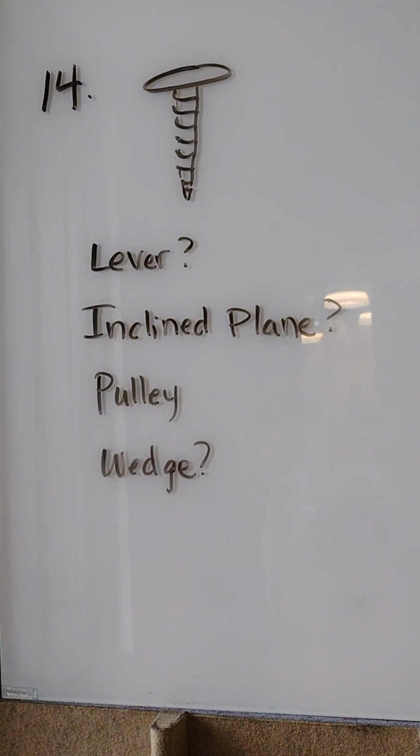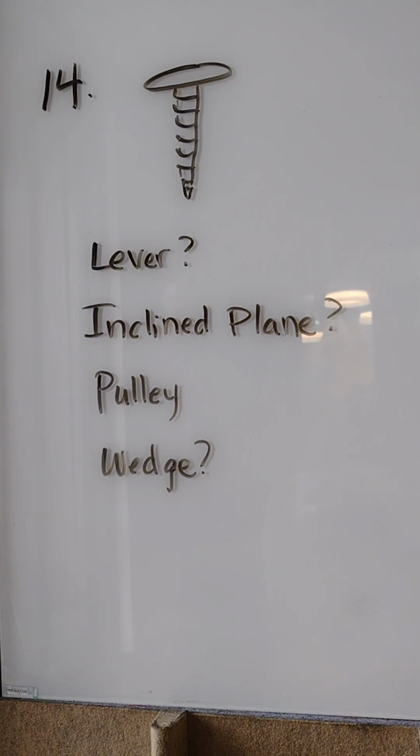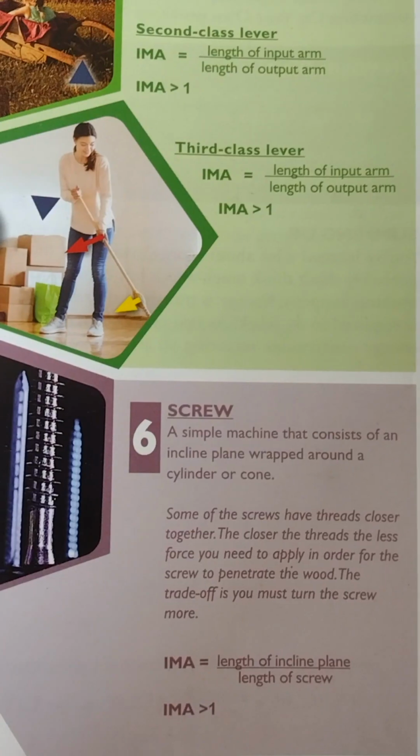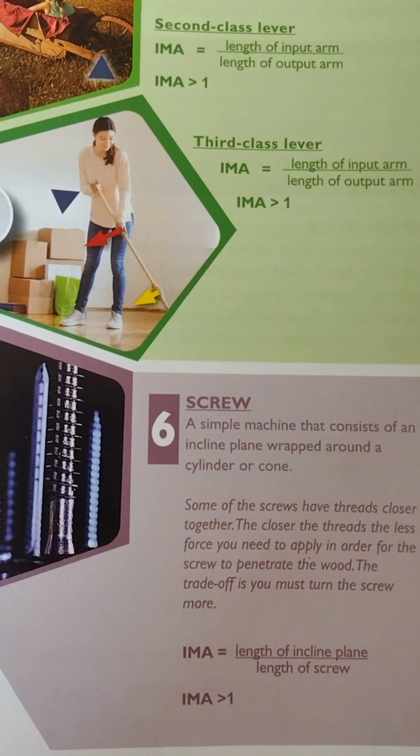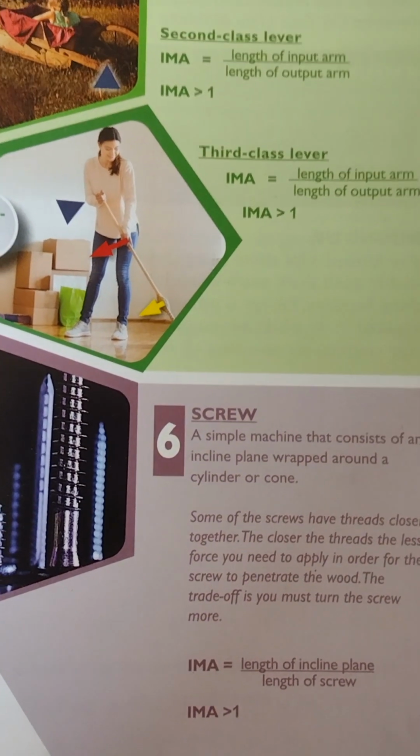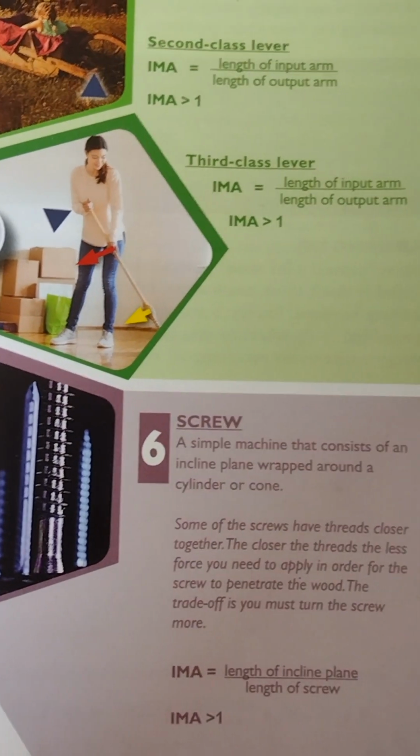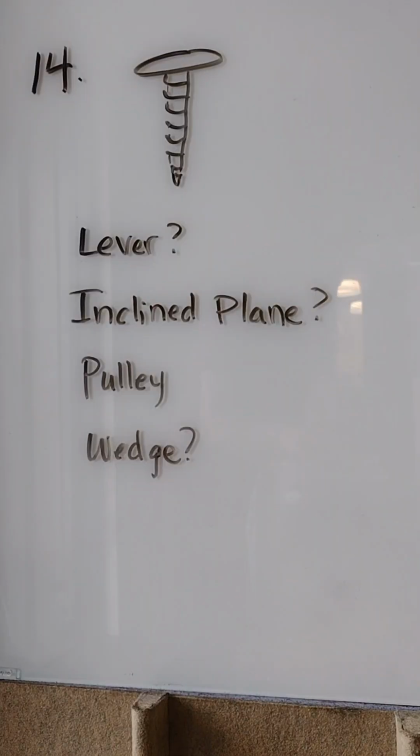Number 14, what other type of simple machine can a screw be considered a type of? A lever, an inclined plane, a pulley, or a wedge. This is the same for an auger that's used to drill into the ground and pull out the dirt. Remember this page in your book? A screw is an inclined plane wrapped around a central axis. So the answer is inclined plane.